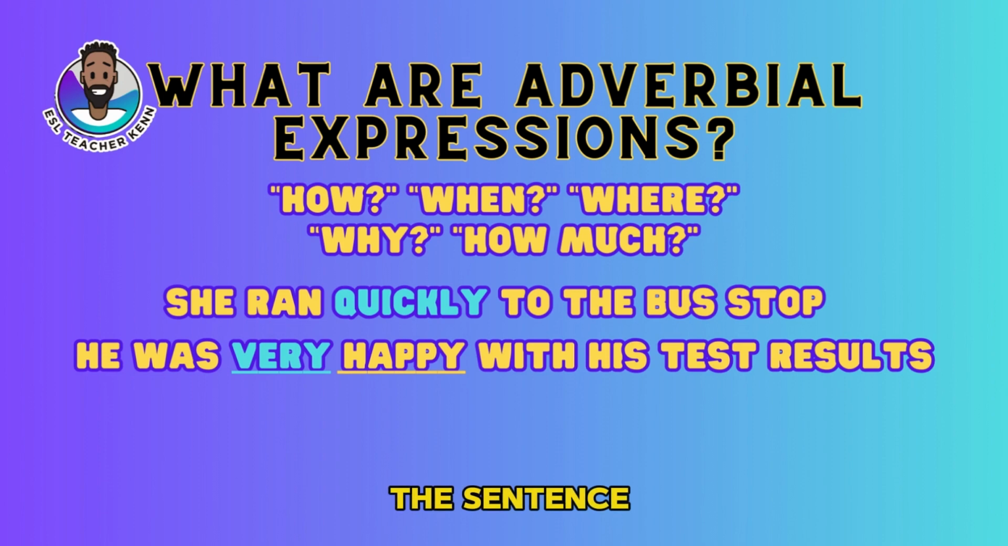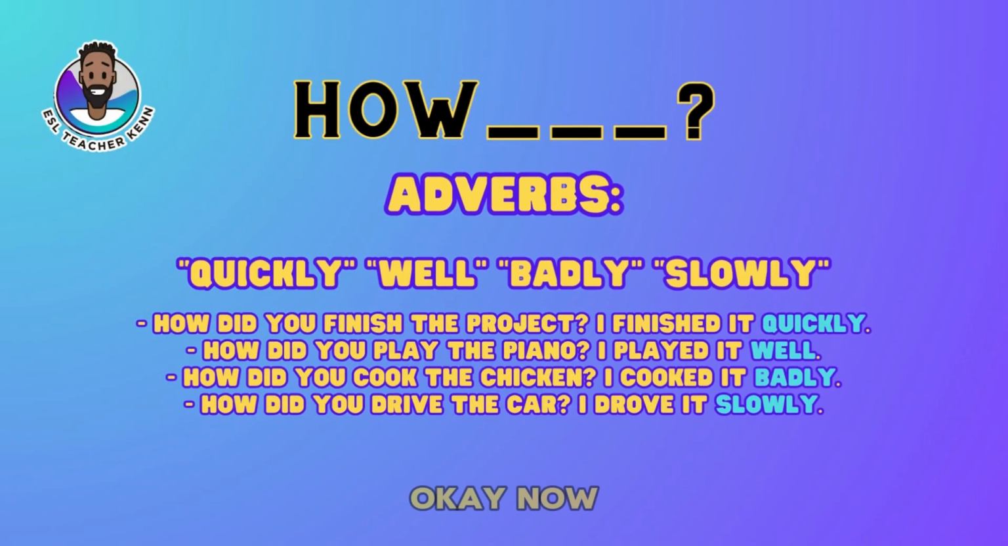In the sentence, he was very happy with his test results, the phrase very happy is an adverbial expression that modifies the adjective happy and answers the question, how happy was he? Now, let's focus on the question how. There are different ways to answer this question depending on the context and the meaning.